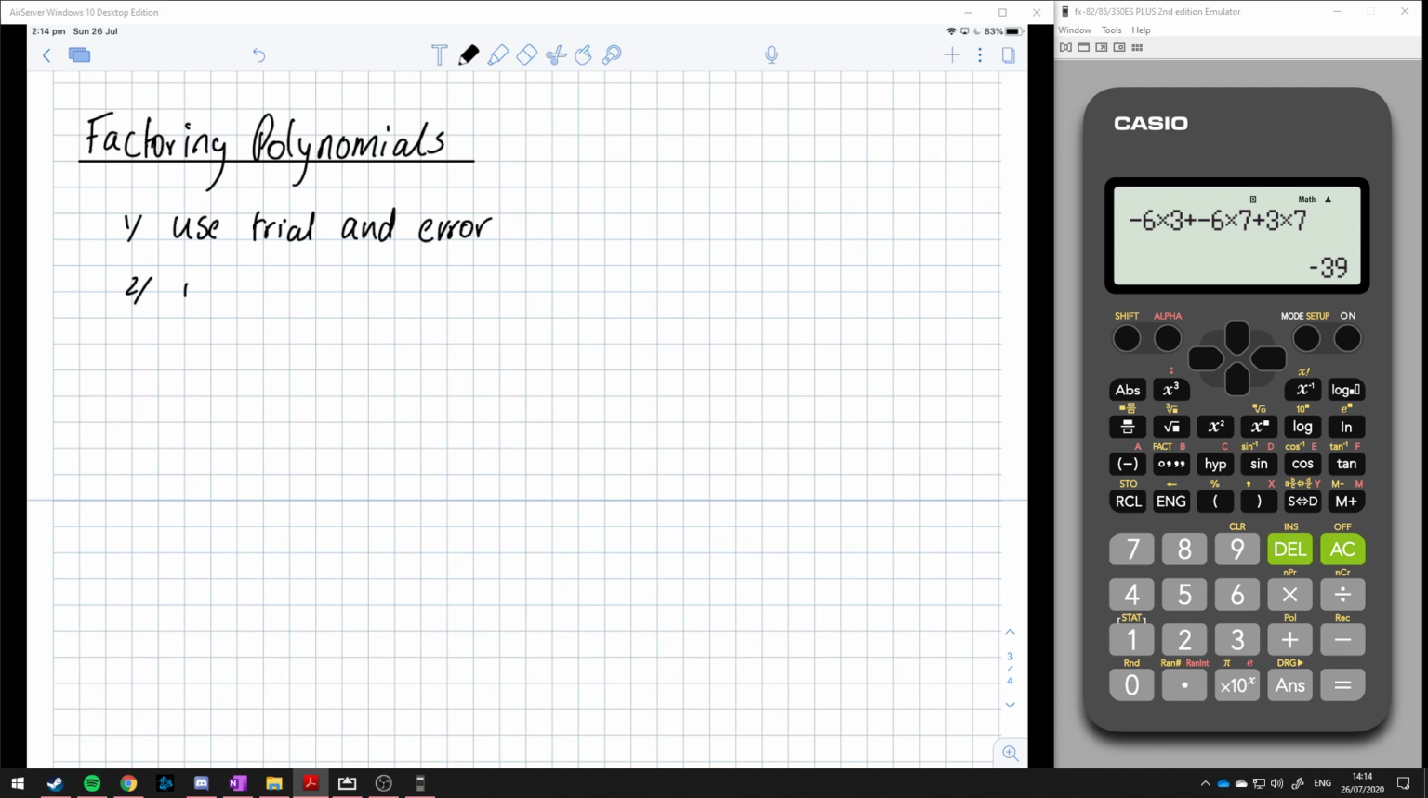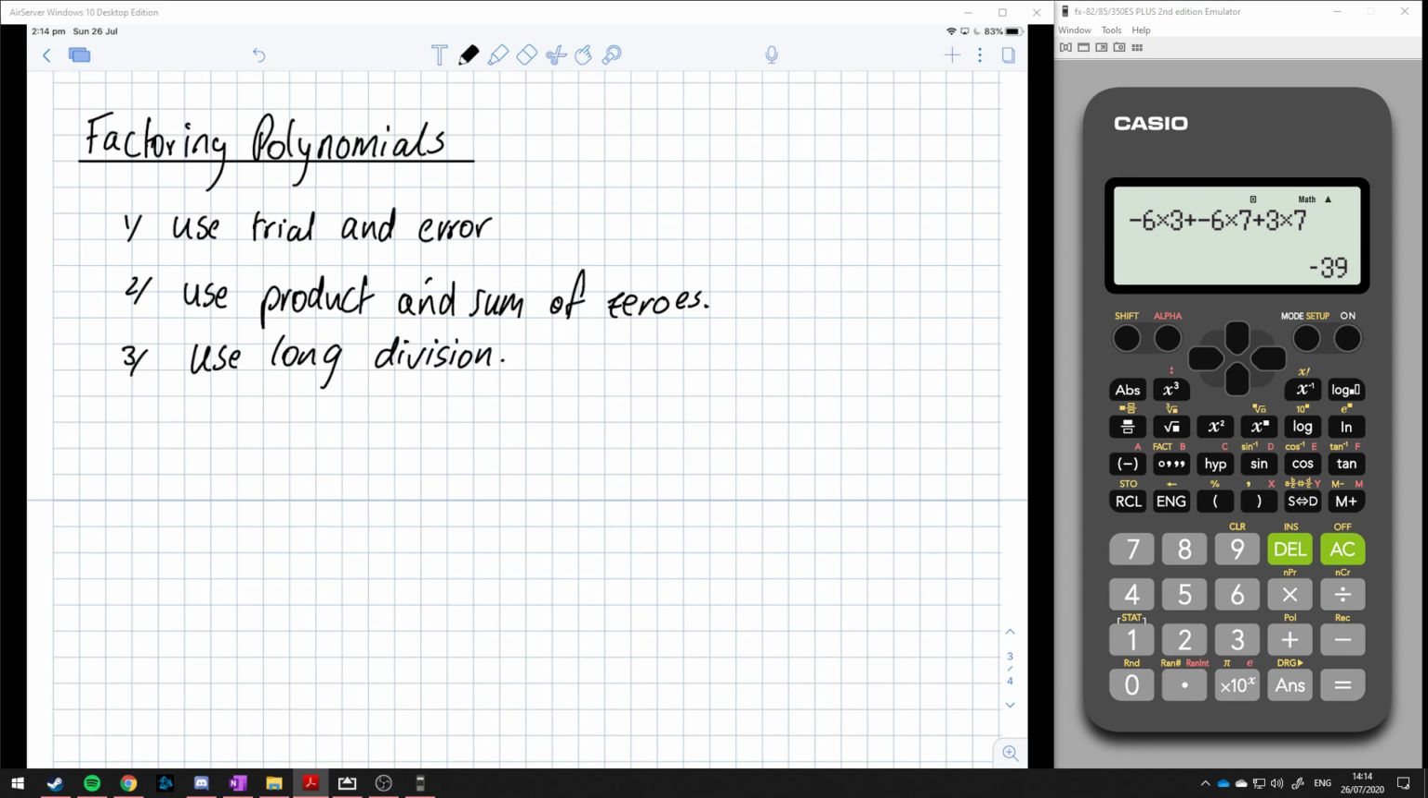Step 2 is to use the product and sum of zeros. That is the stuff we've just been doing. And then if all else fails, use long division. So this is basically your checklist so far. I should write up "so far" because we are actually going to be adding on top of this. So always start off with your trial and error.